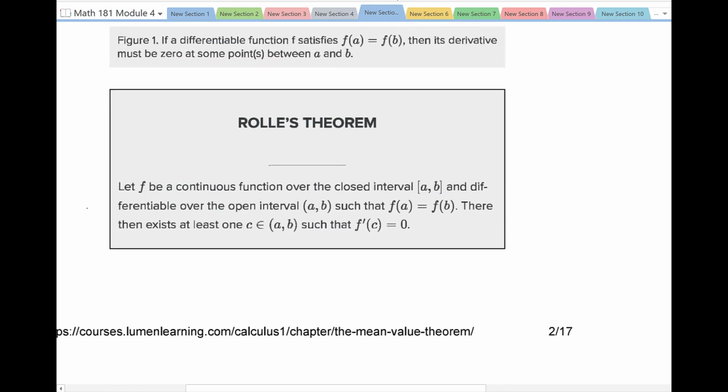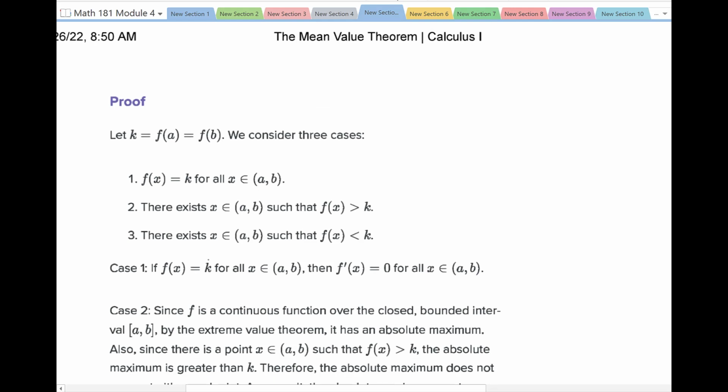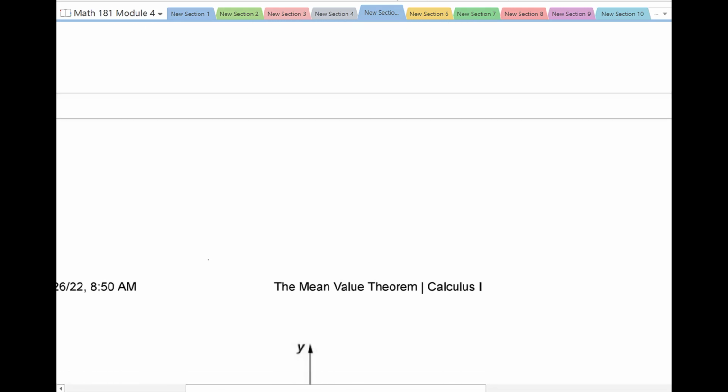So let f be a continuous function over the closed interval [a, b] and differentiable over the open interval (a, b), such that f of a equals f of b. Then there exists at least one c in the interval such that f prime of c equals 0. So you can read through the proof if you'd like.